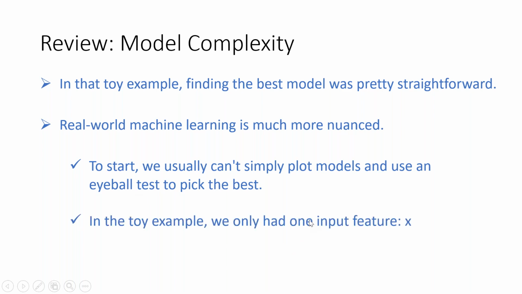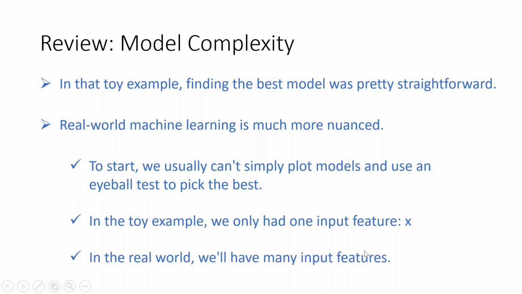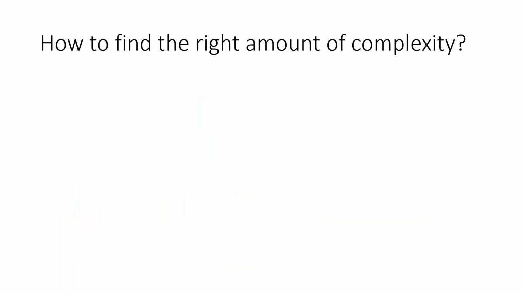In the toy example, we had only one input feature. In the real world, we'll have many input features. That is why we also have to understand these tactics conceptually better, and why something will happen, why something will not happen. Okay, so how do we find the right amount of complexity in this given complex situation?